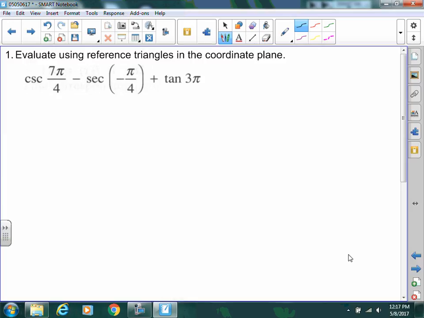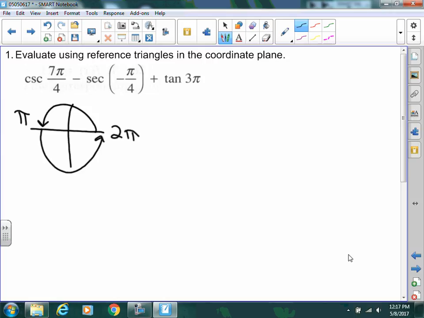We have 7 over 4 pi. Now, you know that if we had 4 over 4 pi, that would be right over here, and we'd say, okay, 4 over 4 is the same thing as 1 pi. But this is more than that. In fact, this is almost 2 pi, honestly.